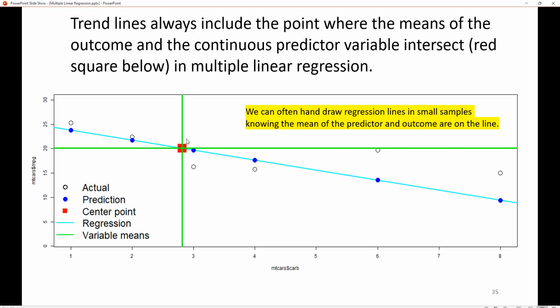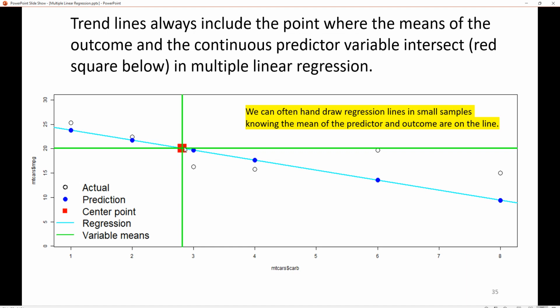Those green lines represent where the means of our variables are at. They intersect at that red line. That blue trend line is our predicted regression line. The blue dots represent predicted scores. Those hollow circles represent the actual data. So on the far left, we have an actual value of over 25 miles per gallon, and slightly below it is our predicted value.